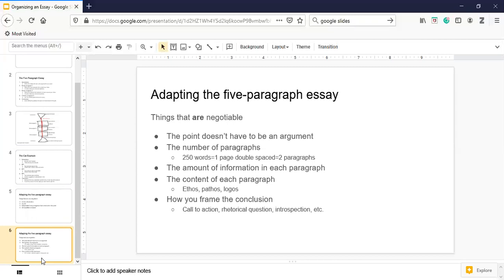Something like that. There are a lot of different ways you can go about a conclusion, but students often struggle with the conclusion the most, and they sometimes just summarize. And I'd really like you to think about how you can end your paper on a strong note.